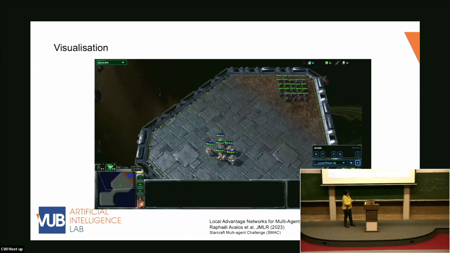This is a strategy that was learned by this work, local advantage networks for multi-agent reinforcement learning, by one of my PhD students, Rafael Avalos. So he came up with a strategy that allows, in a nutshell, to do what we call today centralized learning, decentralized execution. But the new element was that he was able to do this while allowing agents to learn some diversity in their strategies. And you will see what I mean by that when I start the animation.